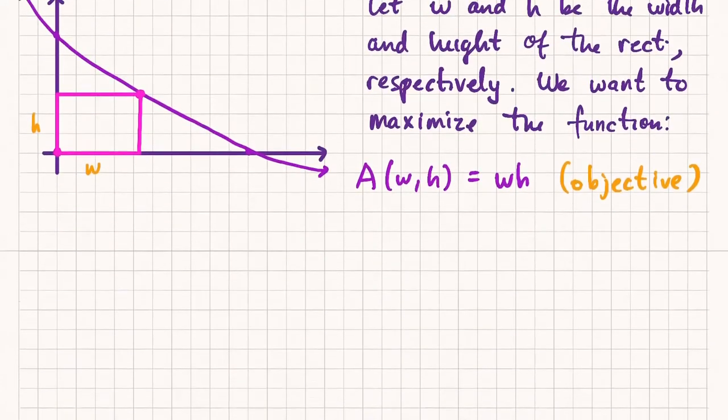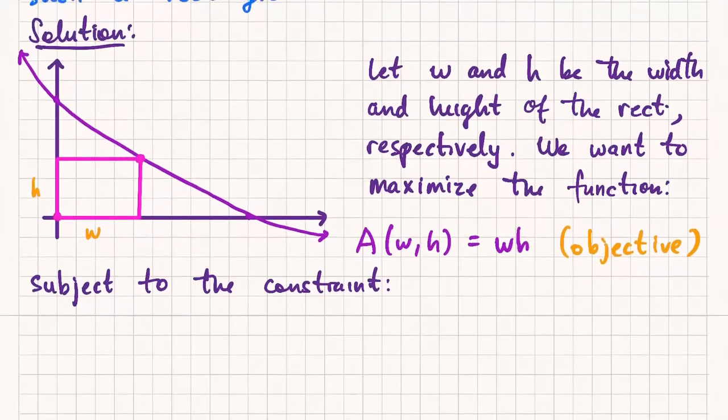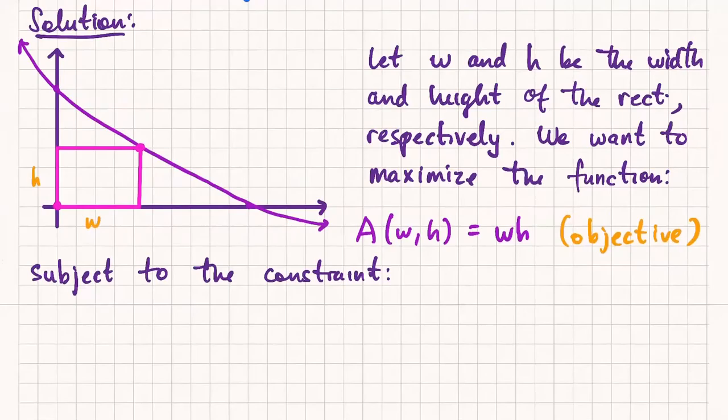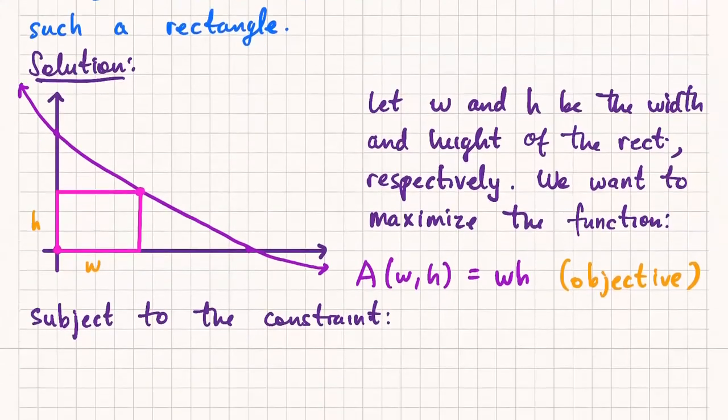Subject to what constraint? Because that was next on our roadmap, right? I've identified the function I want to maximize, but it's a two-variable function, so I need a constraint equation to help me eliminate that variable. Who wants to tell me what the constraint is? You all worked on it for 5.5 minutes. Since we're working with W and H, would it be H equals 4 minus W divided by 2 plus W?